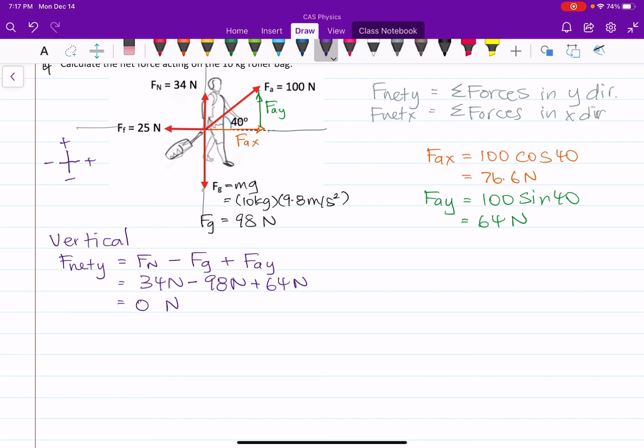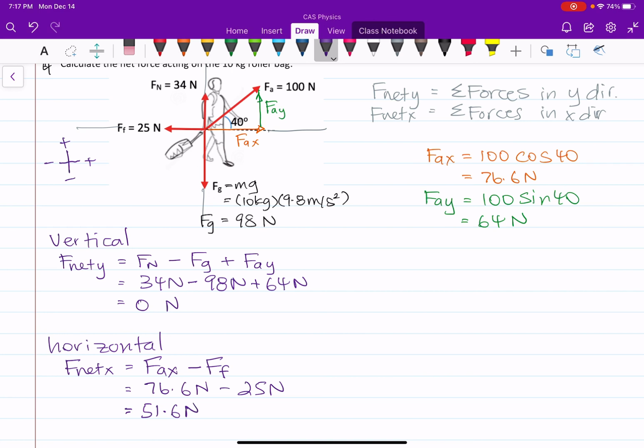Okay, and then we can check this out in the horizontal. In the horizontal direction, we're going to find F net x, and it's going to equal, now what are the forces acting horizontally? Well, we've got F A x in the positive x direction, and we've got minus the force of friction, which is working in the negative x direction. So plugging in the numbers, we have 76.6 newtons minus 25 newtons. 76.6 minus 25 equals 51.6.